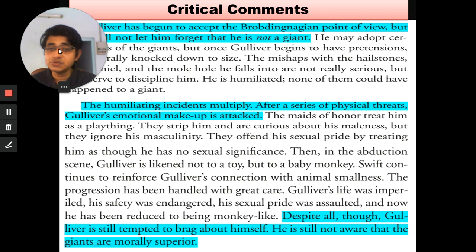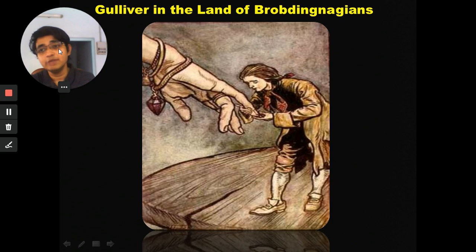The humiliating incidents multiply after a series of physical threats. Gulliver's emotional makeup is attacked. The maids of honor treat him as a plaything. But despite all, Gulliver is still tempted to brag about himself. He is still not aware that the giants are morally superior. After chapter 6, Gulliver will remain aware that they are much more morally superior to the human race.